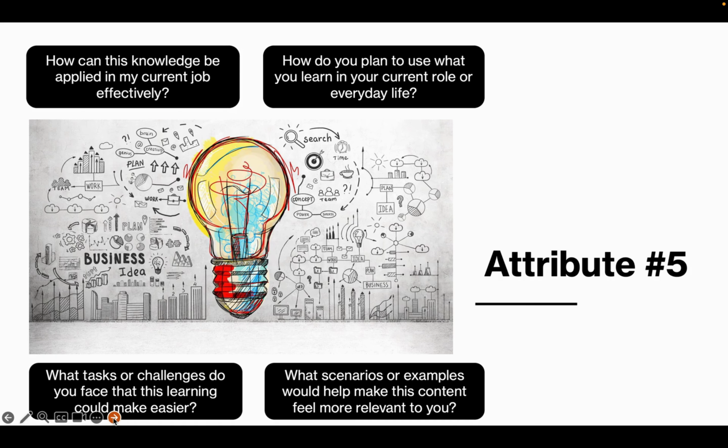Attribute 5 centers on orientation, meaning learning is problem centered and focused on real world application. My questions encourage learners to think about how learning applies to everyday tasks and challenges. The colorful light bulb surrounded by black and white words represents clarity and the moment learning becomes meaningful.